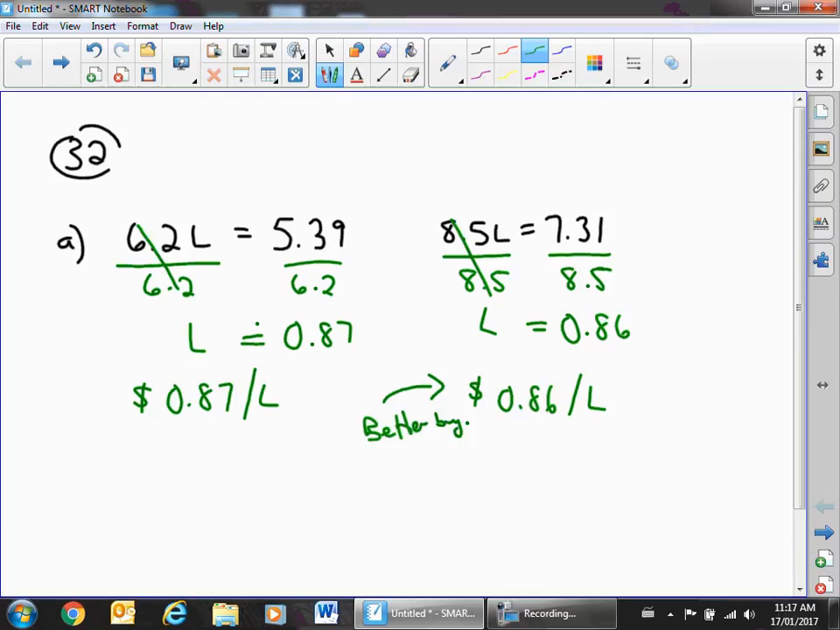Okay, and that's all you're doing for all those equations in number 32. You simply are comparing them like that. Find your variable, divide both sides. It's just that simple. Now we're going to move on to question 33.